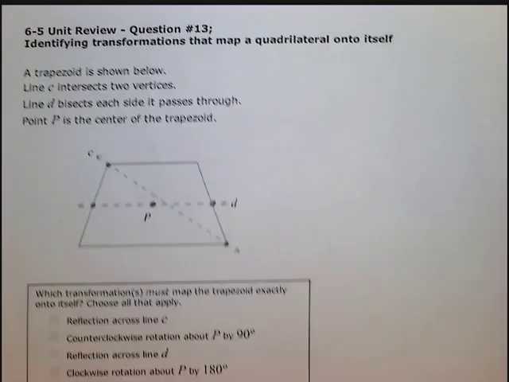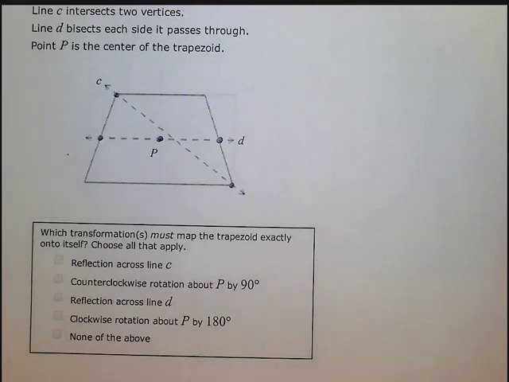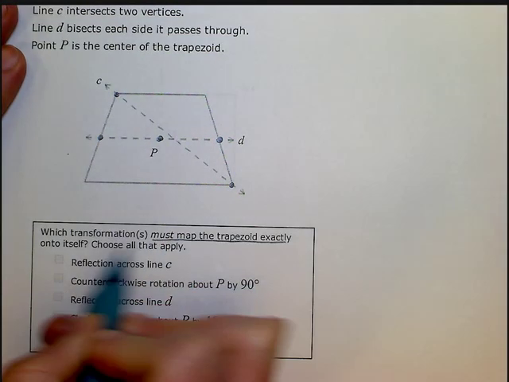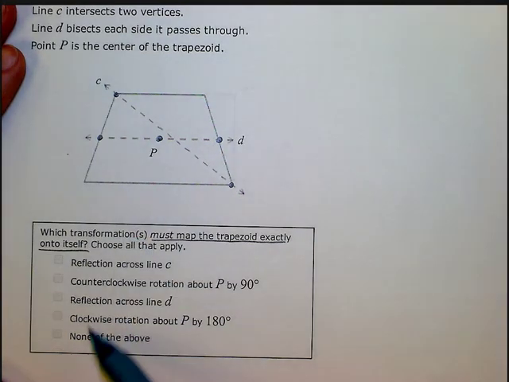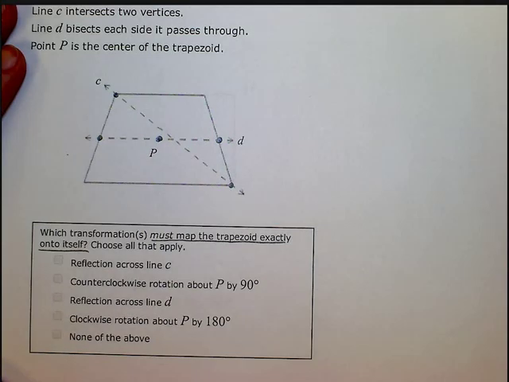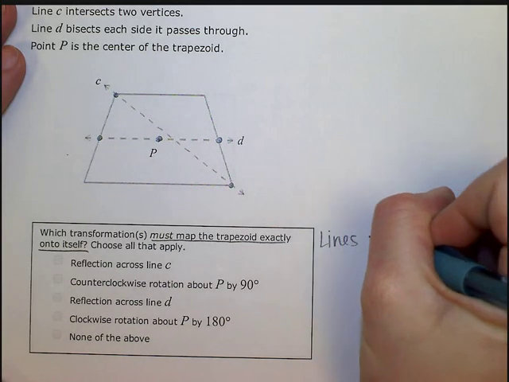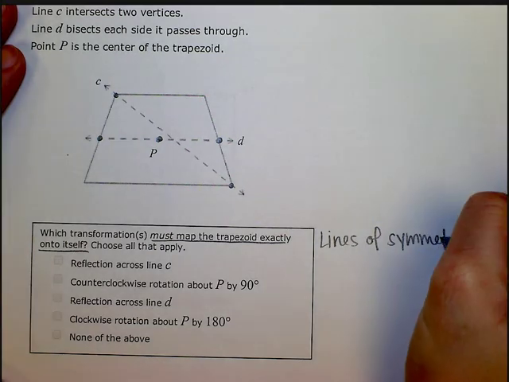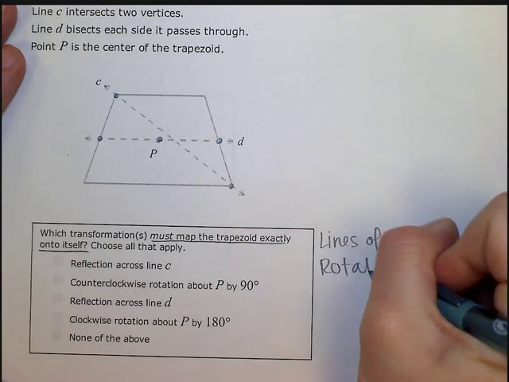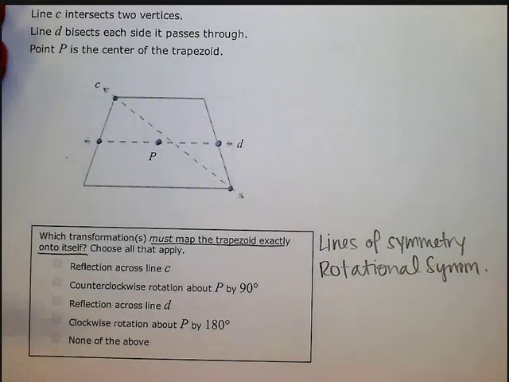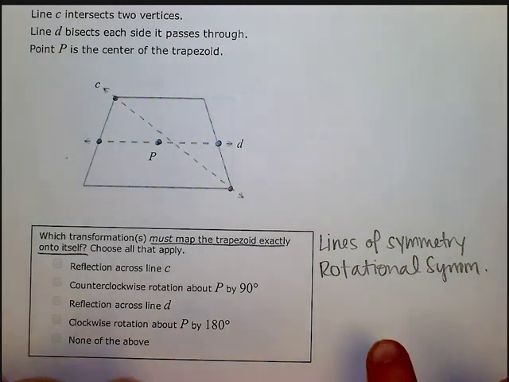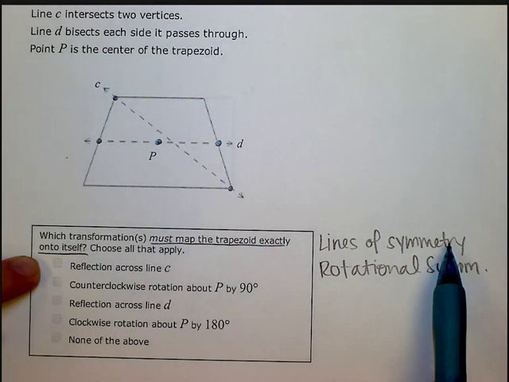Now, when we look at these questions, it says which transformations must map the trapezoid exactly onto itself. So let's talk about what this means first. When it says must map the trapezoid exactly onto itself, it means that whatever it's saying, the image is going to look exactly like it did to start with. So we're looking for lines of symmetry, okay, and we're looking for rotational symmetry. Because if it has rotational symmetry, we know that if we spin it, it still will look the same, okay, which means it maps it onto itself. And a line of symmetry is if you fold it and both halves look the same.